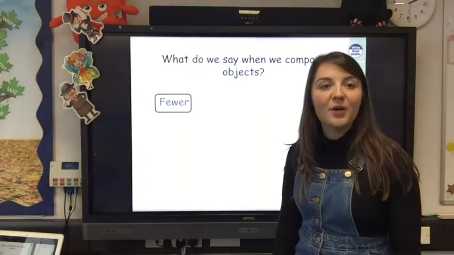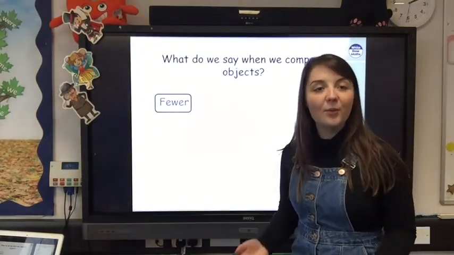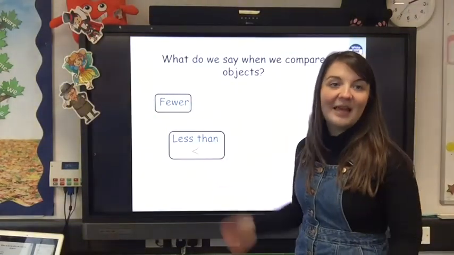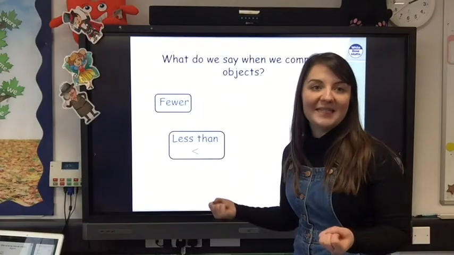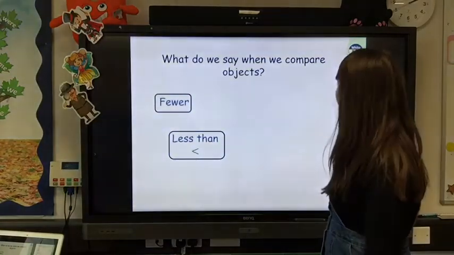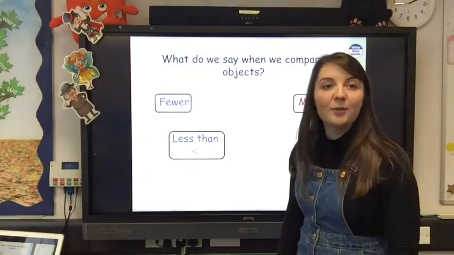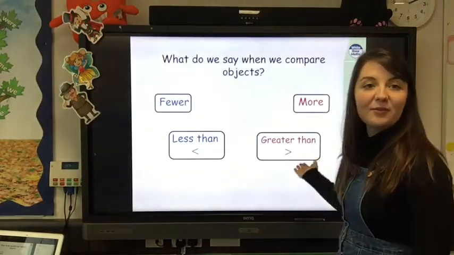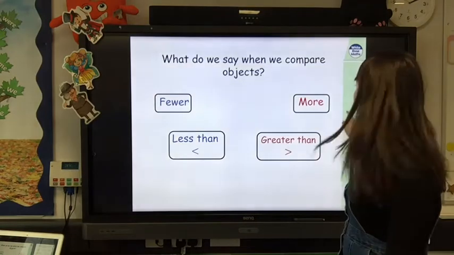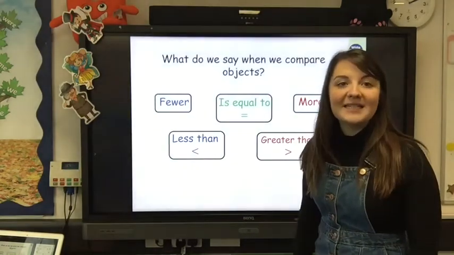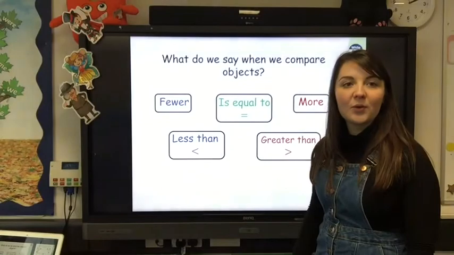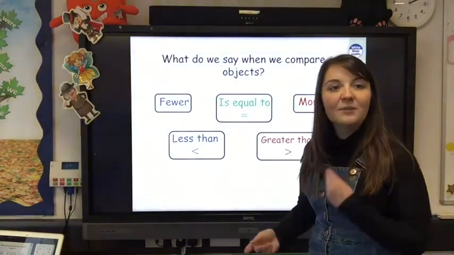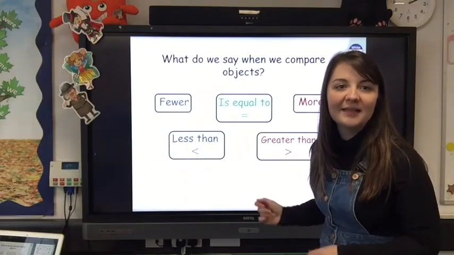We might use the word fewer, which is another word for less than. They mean the same thing. Fewer means less. We might use the word more or greater than. They both mean the same thing, more and greater than. Or we might say is equal to or the same as, and then we would need to use our equal sign. So you might hear me saying some of these words today.